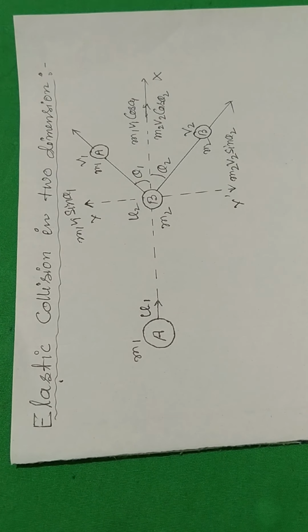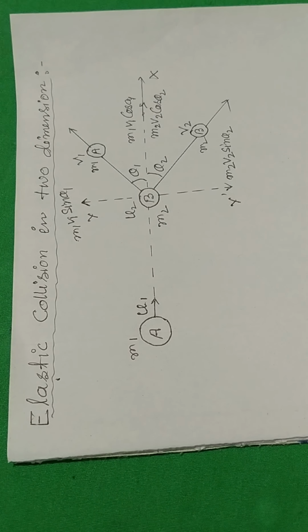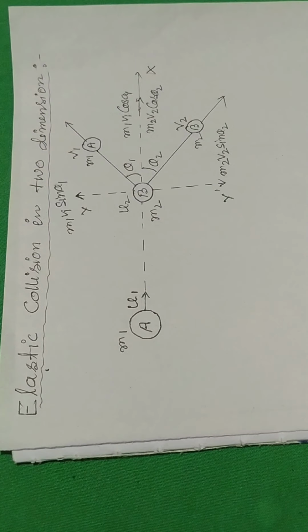In my previous video, I already discussed what is elastic collision in one dimension. What is elastic collision? If both the kinetic energy and the momentum are conserved in a collision, the collision is said to be an elastic collision. Here we will discuss elastic collision in two dimensions.